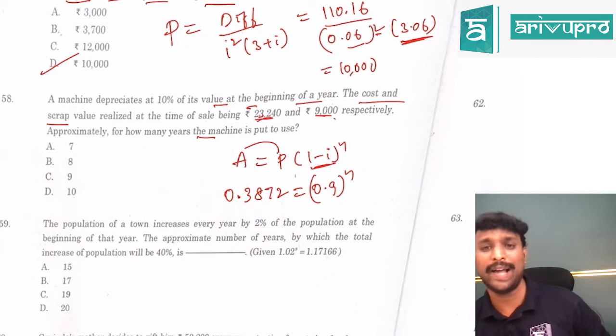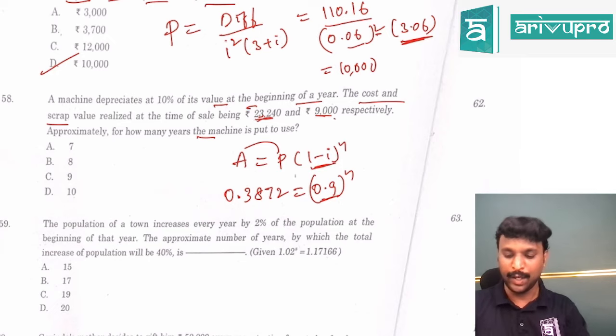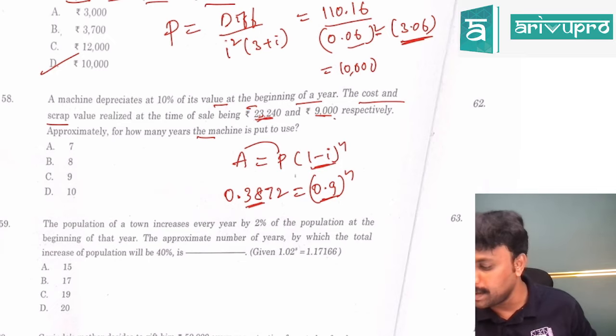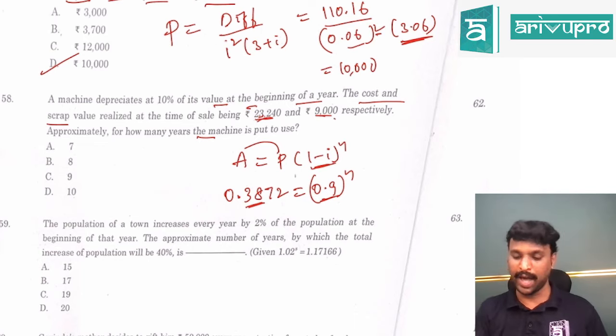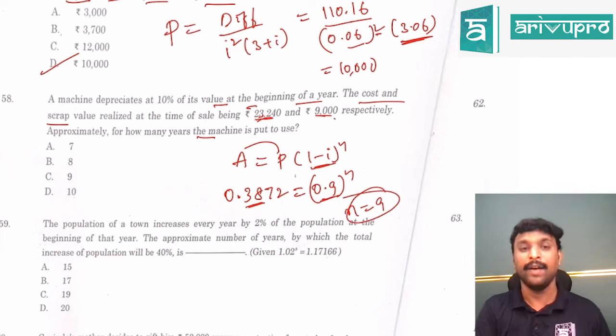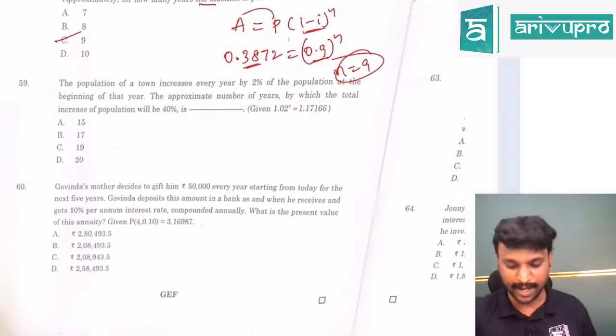So how do you find the value of n? Type 0.9 in the calculator, press into, keep on pressing equal until you get 0.3872. So your counter number in the calculator is 10. So actual value is 1 less than 10, which is 9. So option C is the answer.